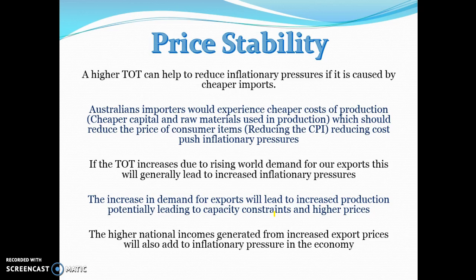Price stability. A higher terms of trade can help reduce inflationary pressures if the higher terms of trade is caused by lower import prices. So Australian importers would then experience cheaper costs of production, which should decrease consumer prices and decrease the CPI. If the terms of trade increases because of increased export prices, though, or increased commodity prices, that's likely to lead to increased spending, increased incomes, and potentially demand-pull inflationary pressures as national incomes rise. So just be articulate in terms of whether it was caused by higher export prices or higher import prices, because it has a differing effect on price stability.